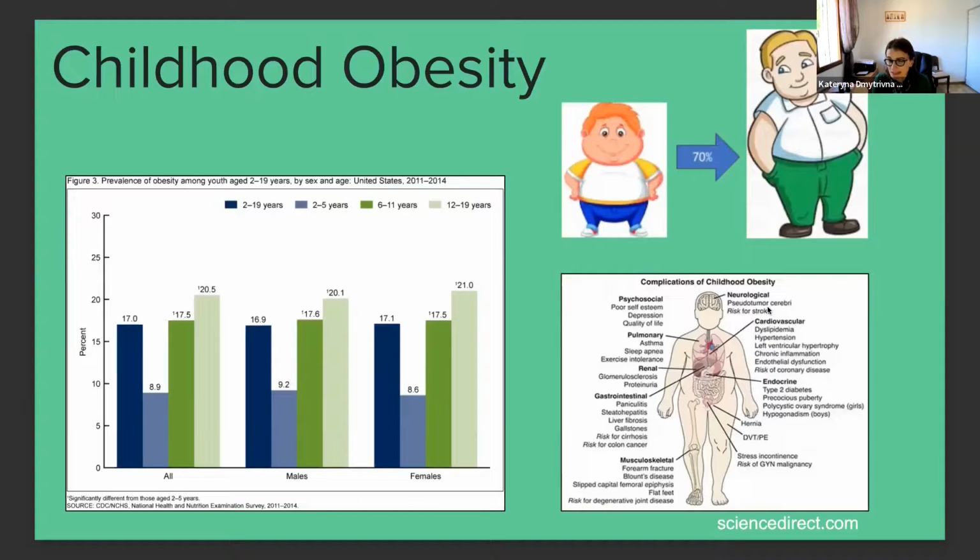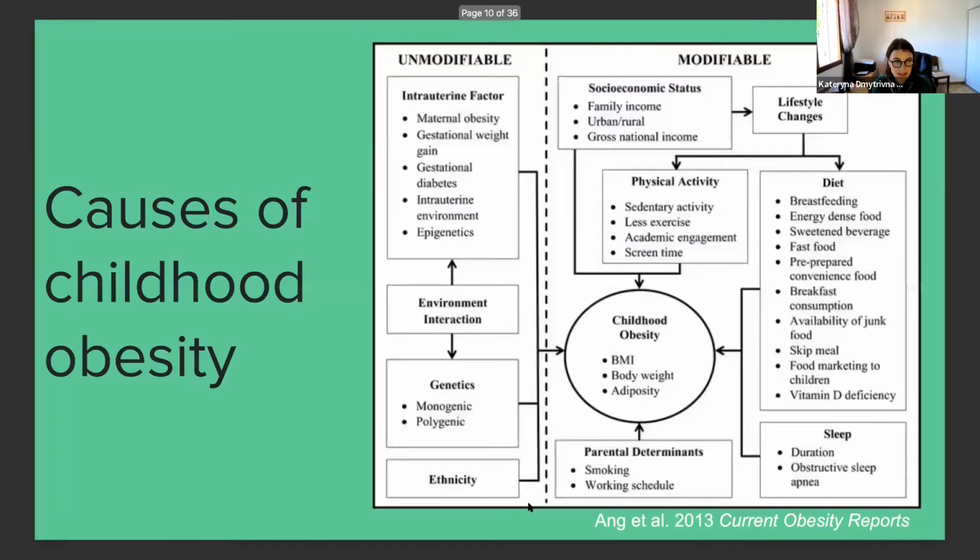And childhood obesity has many complications. Frequently, these are psychosocial complications. These kids have low self-esteem, depression, the sense of low quality of life, but also more physiological problems. Many cardiovascular, endocrine problems, gastrointestinal problems, and musculoskeletal problems as well. So we wanted to really contribute to understanding what is causing this disease.